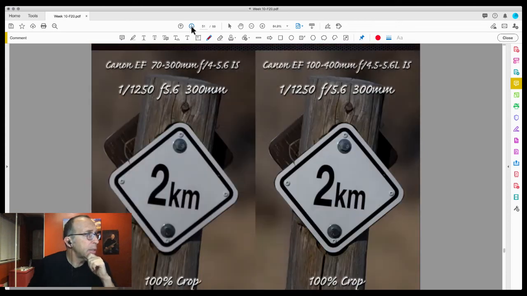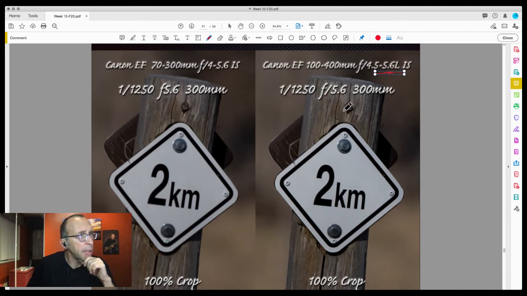We're going to zoom in here. You can definitely see on the right-hand side that image is sharper. And that's not surprising just by what we saw when we looked at the MTF chart. And this is the L series lens right there.